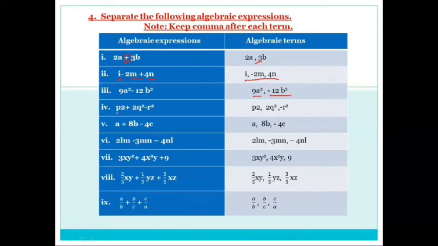Dear students, here we have p square plus 2q square minus r square. Same, only place the comma after each term.